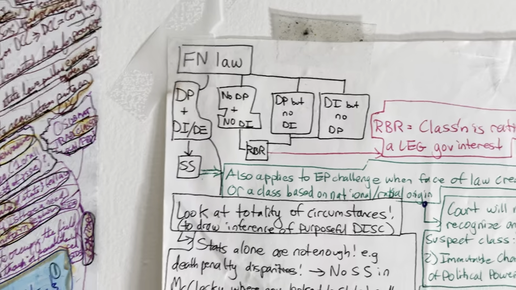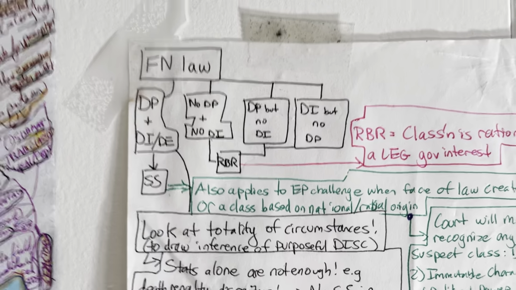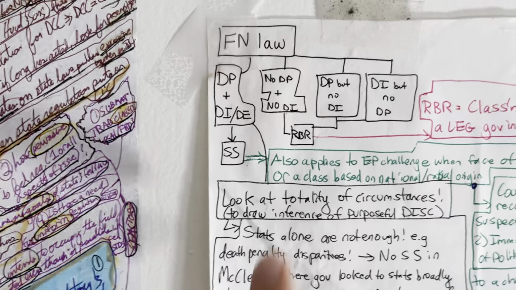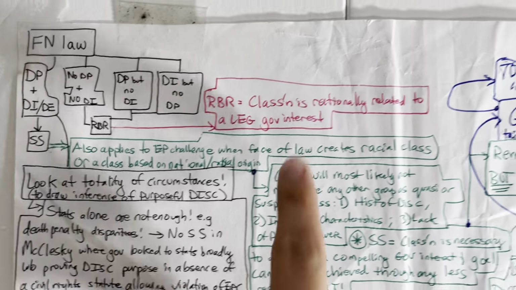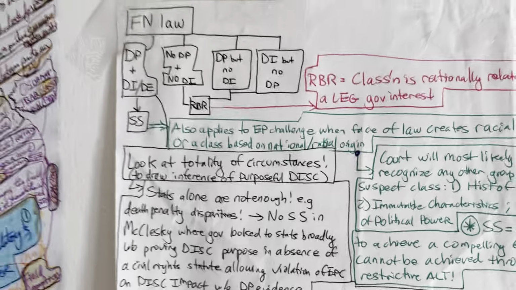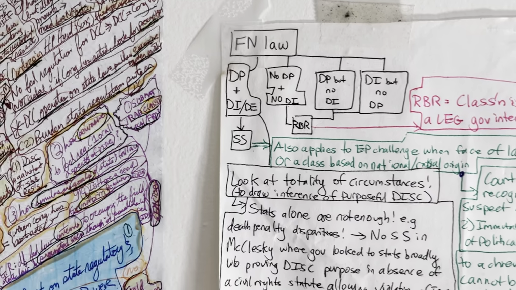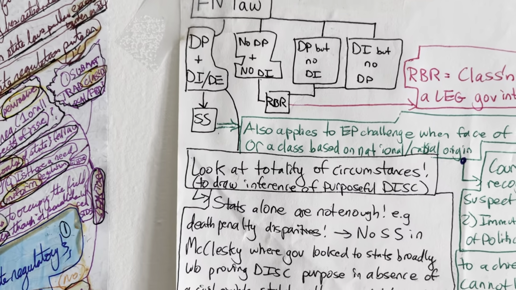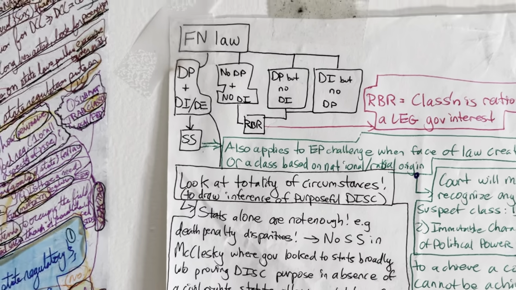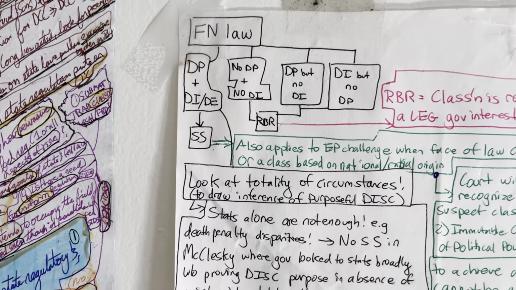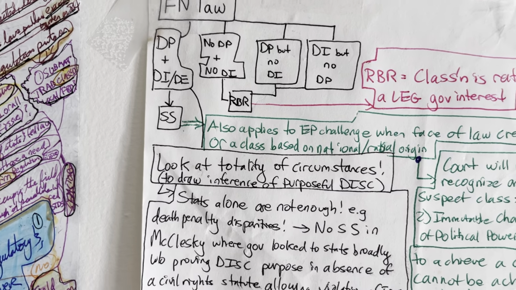But even so, facially neutral laws may actually have a different level of scrutiny, either rational basis review, as we last talked about, meaning that the classification is rationally related to a legitimate government interest, or if it might be strict scrutiny, which applies to an equal protection challenge when the face of the law creates a racial class or a class based on national racial origin.